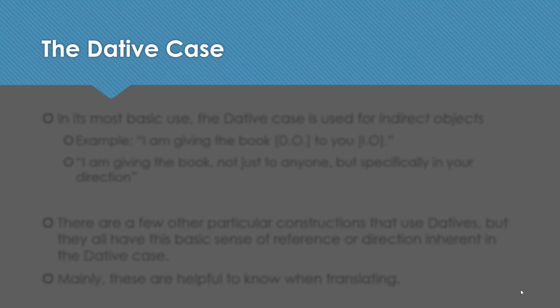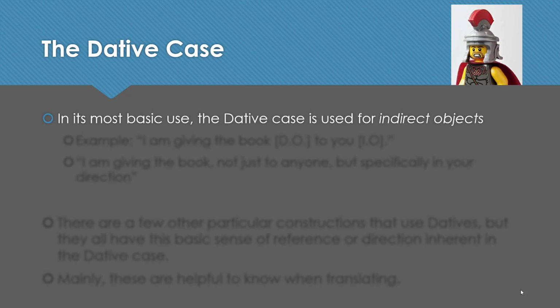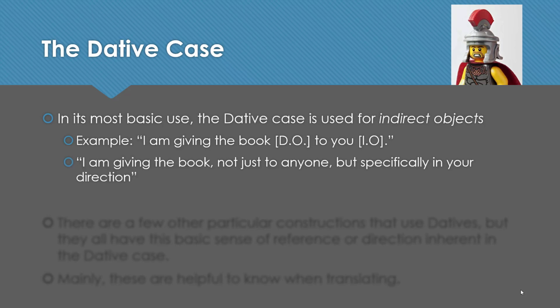Okay, but getting into it and just talking about the dative case, trying not to get too complicated here. Remember, in the most basic sense, the dative case is used for indirect objects. So, an example like I'm giving the book to you, right? Giving is the verb. What's being given? The book. So that's your direct object. But you are receiving the book, and so it's sort of like once removed, and that's your indirect object. And if you really wanted to expand this out, I'm giving this direct object, and I'm not just giving it to anyone, but I'm specifically giving it to you, or in your direction towards you.